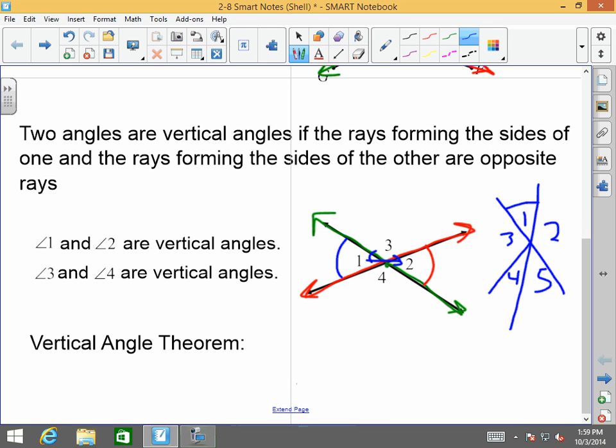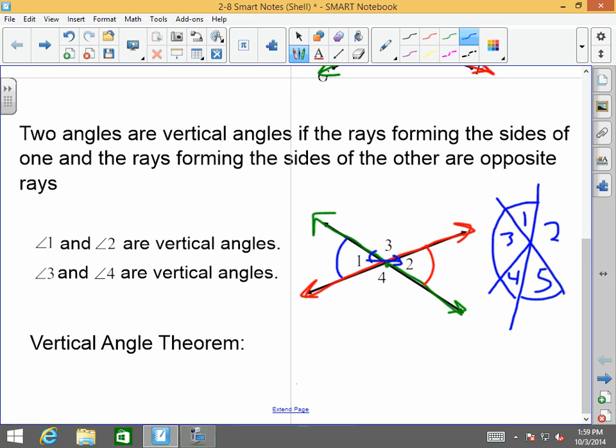Angle 1 and 5 are definitely opposite rays. But are angle 2 and 3 vertical angles? No. Are angles 2 and 4 vertical angles? No. However, if I said to you angle 2 and the combination of angle 3 and 4, is that a vertical angle to angle 2? Yes. Okay? So remember, they have to be angles formed by the sides of two opposite rays.